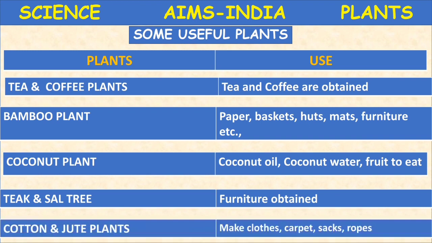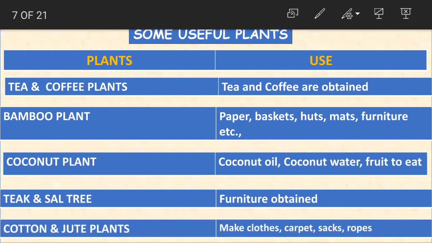Yes, we get paper, baskets, huts, mats, furniture. So many advantages of bamboo plants. And now coconut plant. What do we get? Coconut oil, coconut water and fruit to eat. It's very good for health also. It gives so much energy.